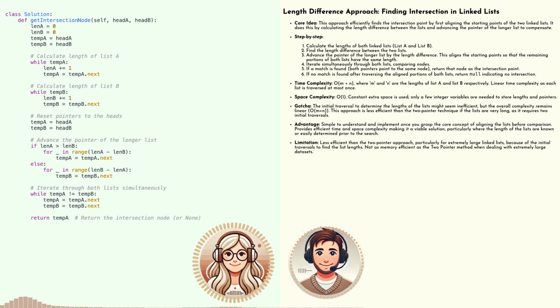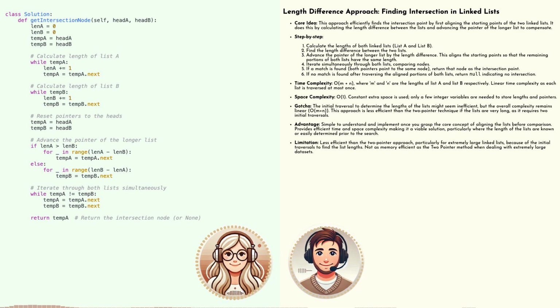Then what? We use that difference to align our pointers. Let's say list A is longer than list B by d nodes. We start a pointer at the head of list A and advance it d steps. So we're giving the pointer on the shorter list a head start, so they both reach the merging point at roughly the same time. Yeah, exactly. Now we can move both pointers at the same time, one step at a time, and compare the nodes. If we find a matching node, that's our intersection. If we reach the end of either list without a match, there's no intersection.